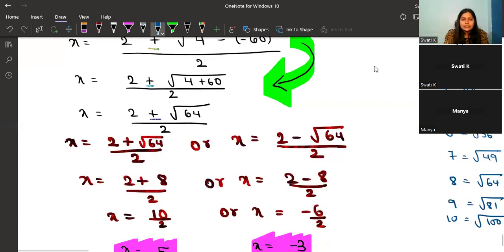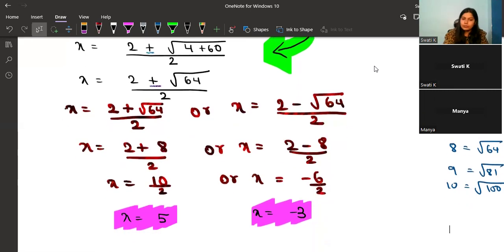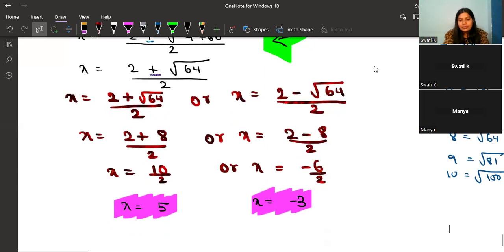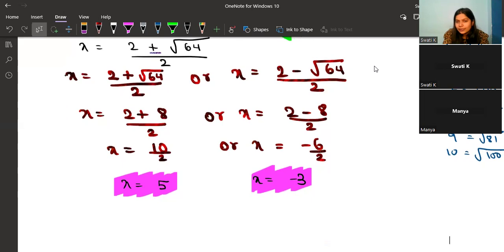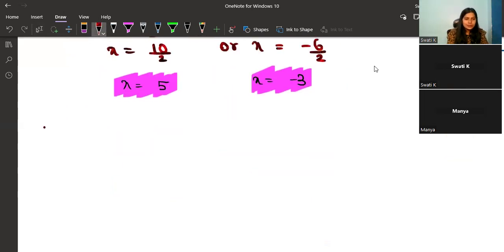So I think it's clear, right? I put the square root of 64, which is 8. So I got 2 plus 8 by 2 and then 2 minus 8 by 2. So 2 plus 8, 10 by 2, which is 5, and 2 minus 8 by 2, which is minus 6 by 2, which is minus 3. Got it? Yes. Okay, let's go to the next question, which we'll do here on the screen only.